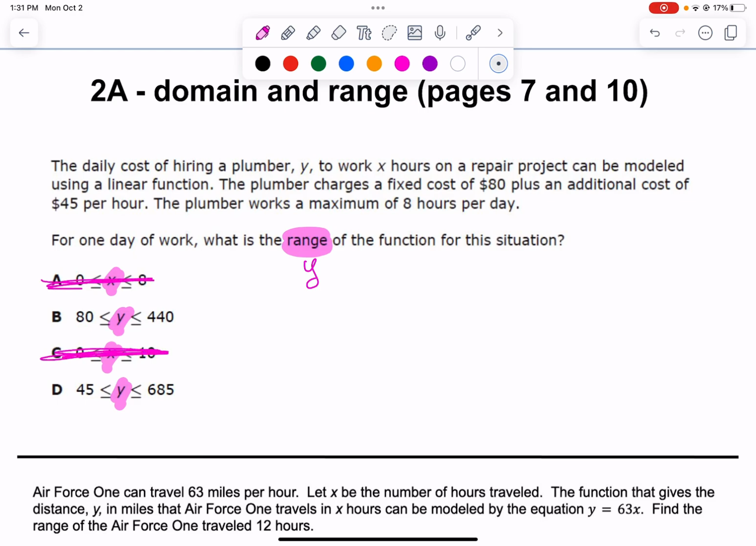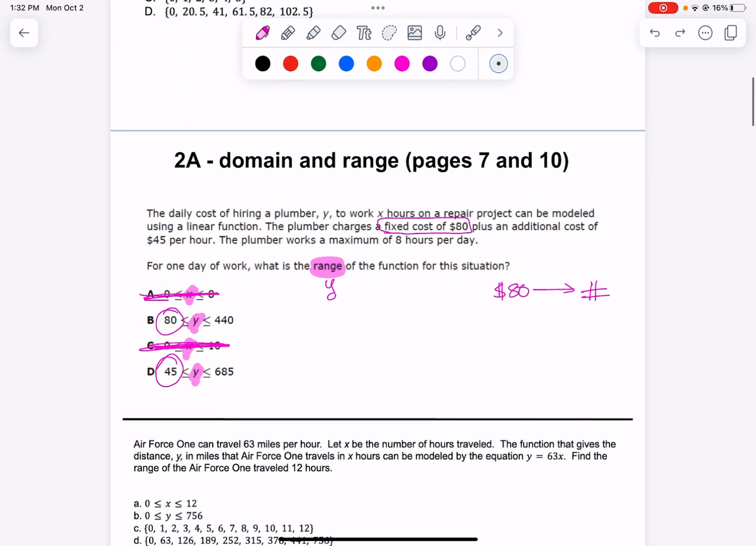So when I look at it, I know I have a fixed cost of $80. He always starts with $80. Always. So we know I have to start with 80, and I have to get to a different number. So look at my answers and which one starts with 80. Very good, B. And then let's go to our next example.